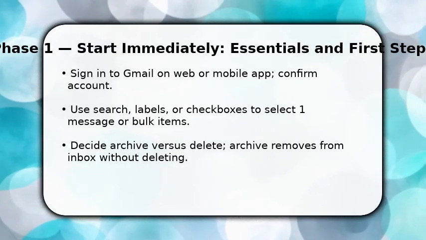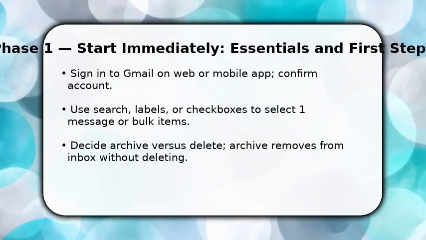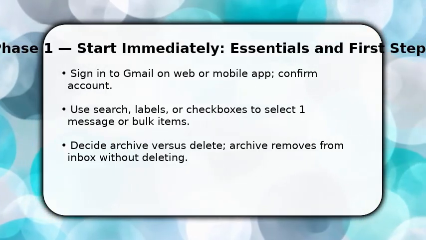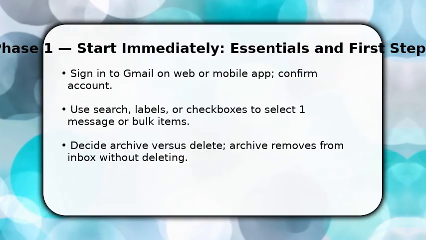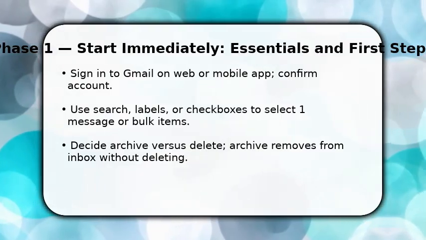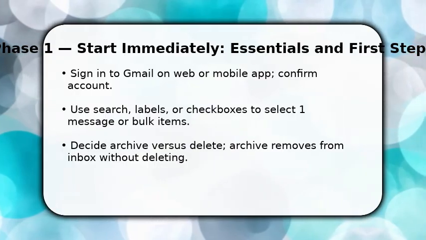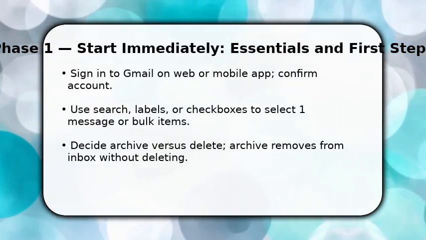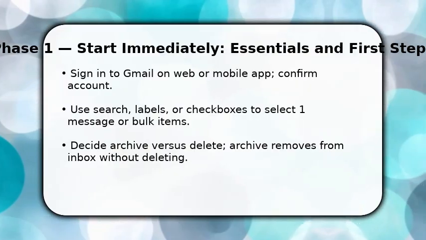You're already in Gmail, so start by selecting messages to archive. Use the search bar or labels to surface the conversation you want, then tick the checkbox or open the thread. Archive when you want to clear the inbox but keep the message in All Mail. This preserves searchability and attachments.